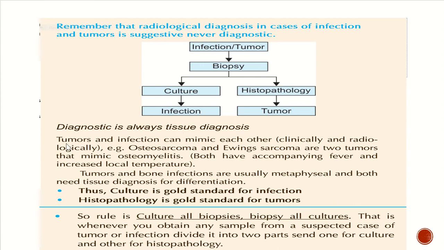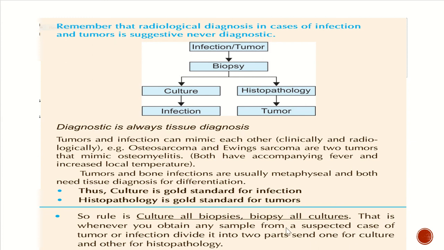It means that tumors and infection can mimic each other clinically and radiologically. For example, osteosarcoma and Ewing sarcoma are two tumors that mimic osteomyelitis, which is an infection. Both have accompanying fever and increased local temperature. Tumor and bone infection are usually metaphyseal, and both need tissue diagnosis for differentiation. Thus, culture is the gold standard for infection and histopathology is the gold standard for tumors. So the rule is culture or biopsy, and biopsy or culture.